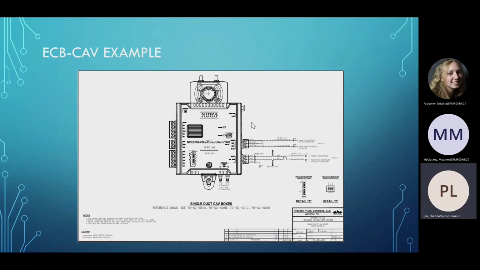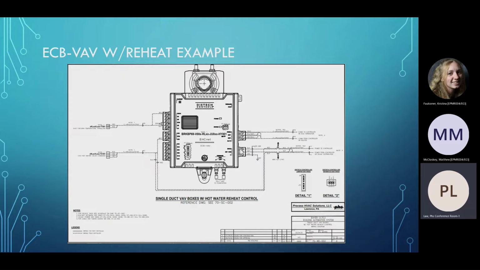So there are 4 different types of ECB VAV model Distech devices. This is the ECB CAV example. This is most of the controllers that we're going to have in the field. It's extremely simple. It's power and communication. And this is set up just to chase. We just give it a CFM. We say we want this much flow, and if it's too low, it'll open, and if it's too high, it'll close. That's all it does. Very, very simple.